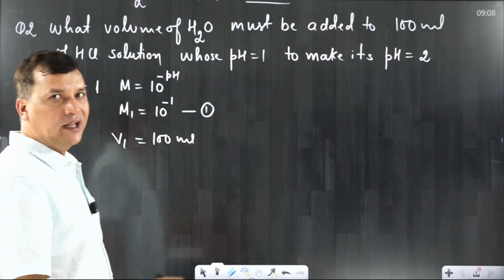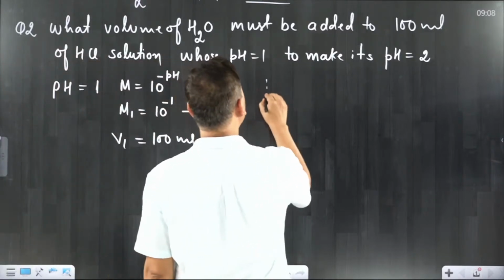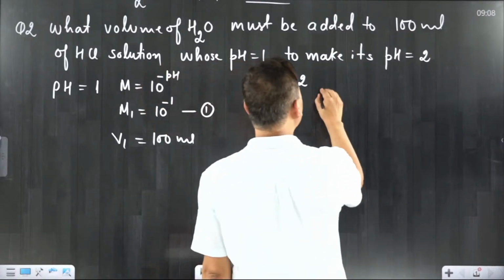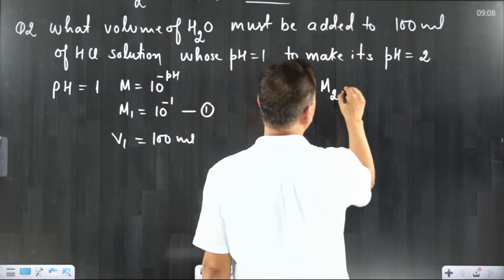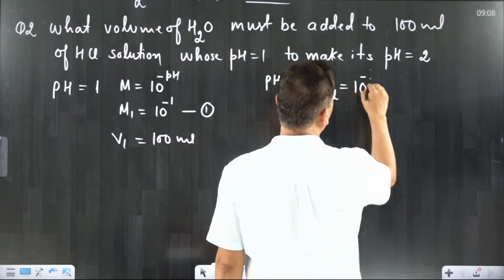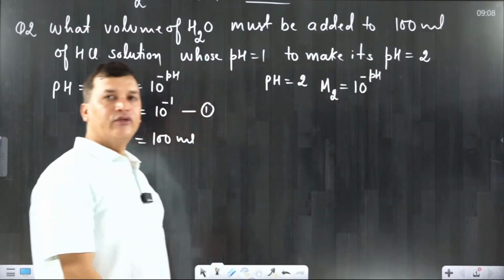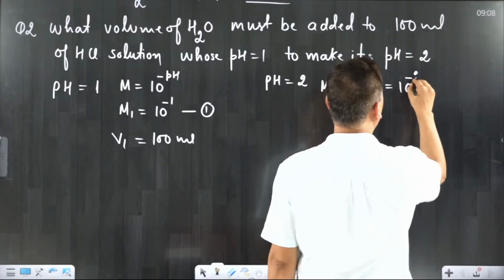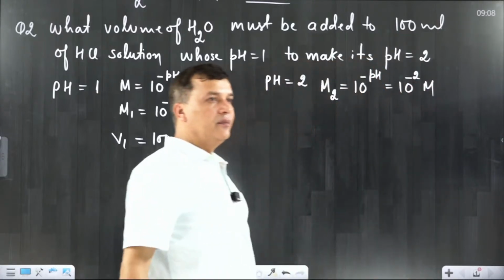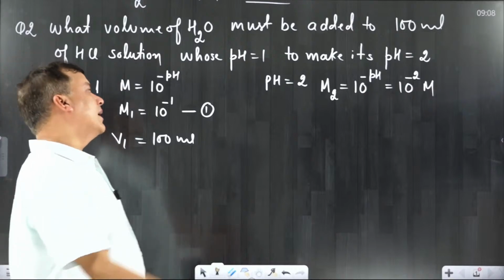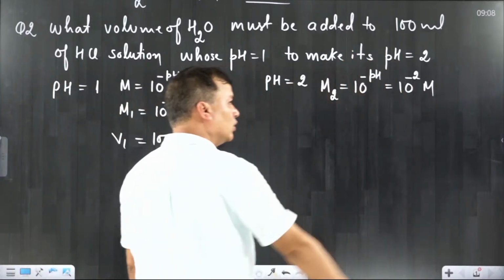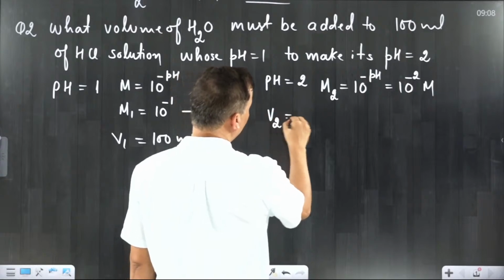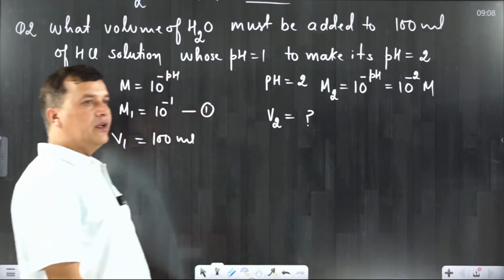Now after dilution, we want the pH to be 2. So what will be the M2 after dilution? That is 10 raised to power minus pH, which is 10 raised to power minus 2 molar. Is it clear or not? That is M2 after dilution. Now we have to find out V2. What will be V2? Now we have a formula.